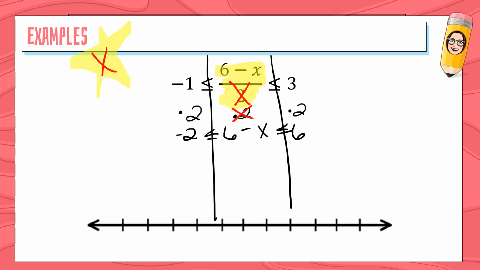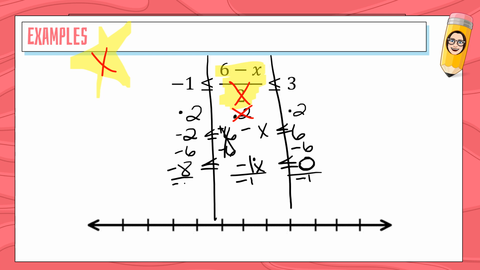All right, our next step is undo any addition or subtraction. This is a positive 6, so we're going to minus 6. And you might be thinking, well, it says minus. No, that minus belongs to the x. That minus is a negative 1 out front. So then our last step says undo any multiplication or division. Instead of times negative 1, we're going to divide by negative 1.